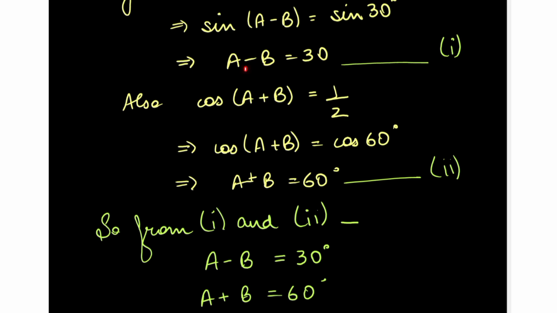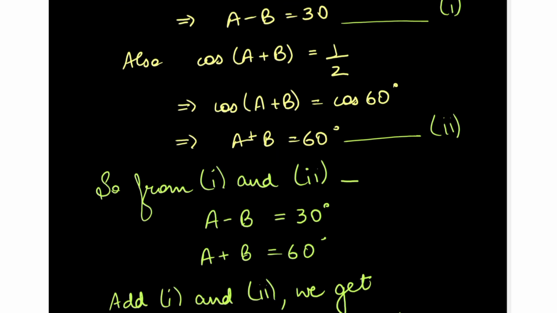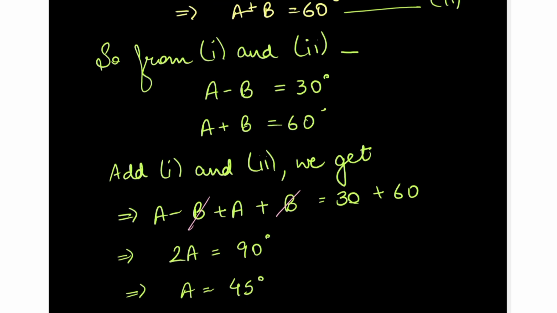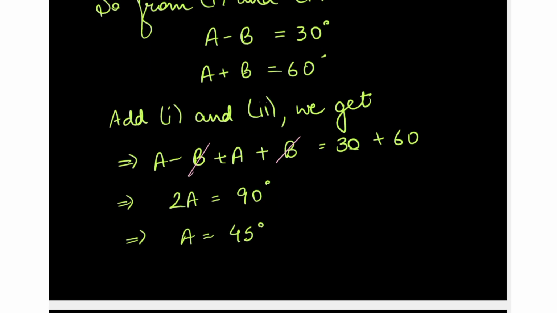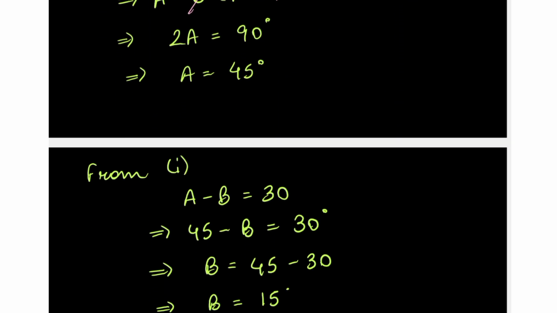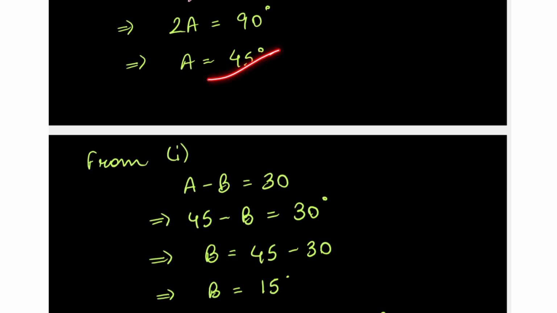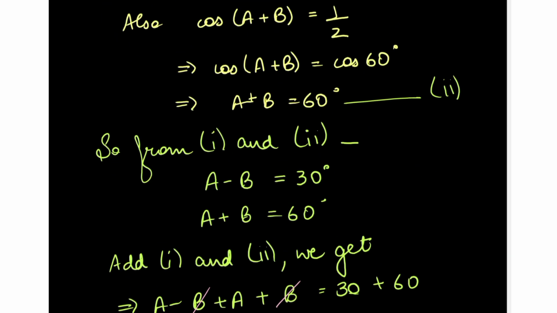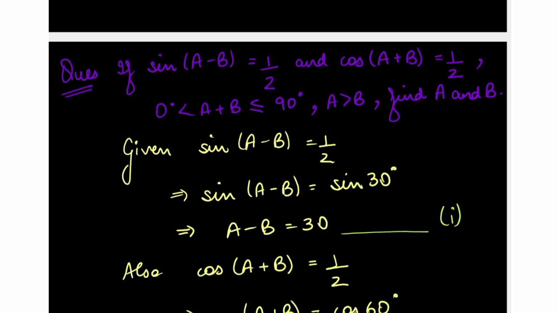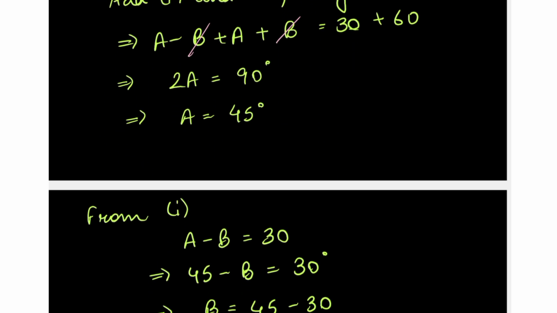So we can solve these two equations. We have two equations, two variables. We can directly add them and we get the value of A to be 45 degrees and the value of B is 15 degrees. We can say that both A 45 degrees and B 15 degrees satisfy these conditions. A plus B is 60 degrees, which is greater than 0 and less than 90. Also A is 45, B is 15, so A is greater than B. So this is also satisfied. Okay.